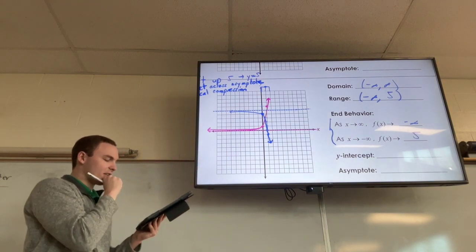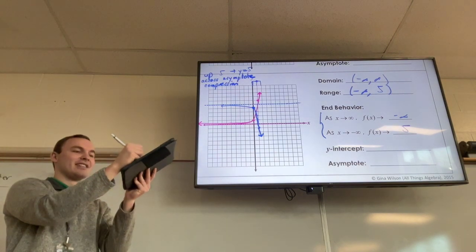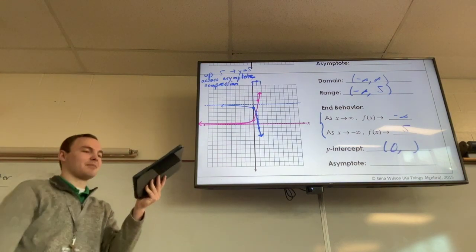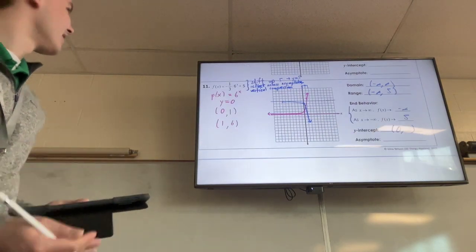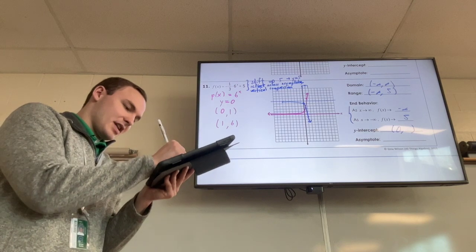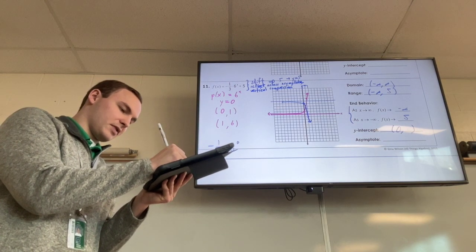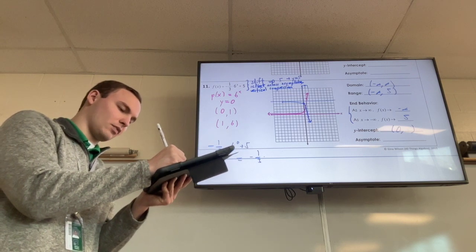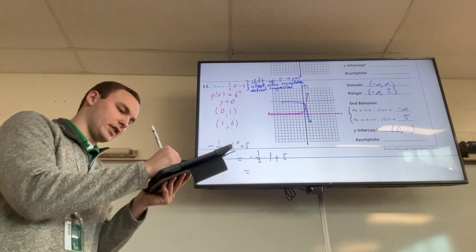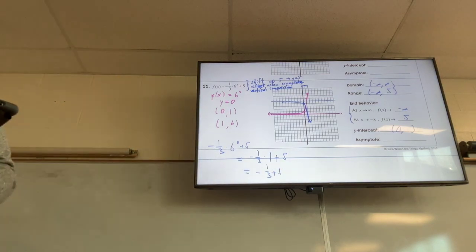Okay, what's my y-intercept? How can I always get that? How do I get half credit? I write down 0, comma, blank, parenthesis, okay? And then what about that y coordinate? We plug in 0: negative 1/3 times 6 to the 0 plus 5, which is negative 1/3 times 1 plus 5, which is negative 1/3 plus 5, which is on my calculator.